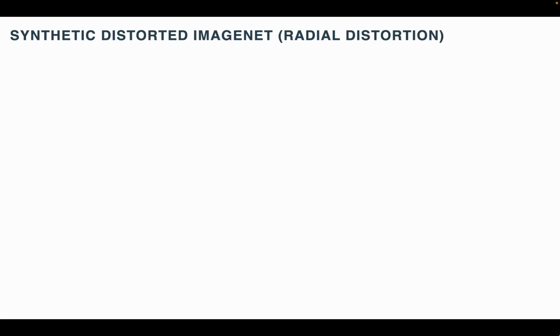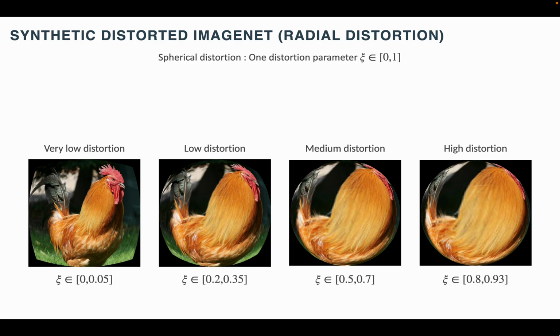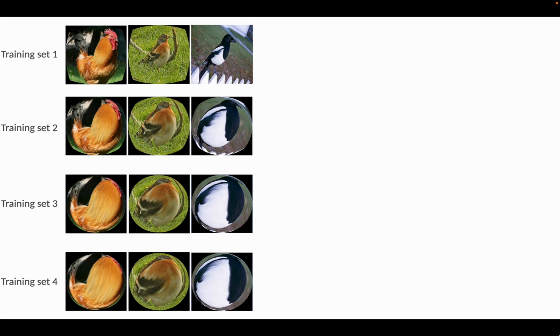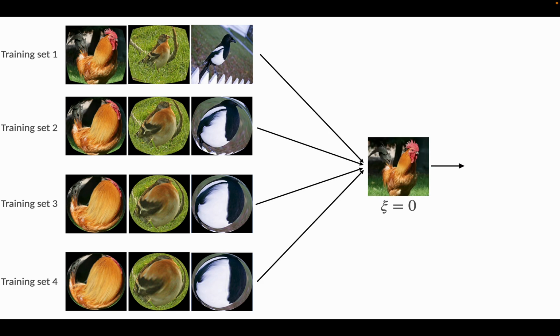Now to prove this theory, we do a classification experiment on synthetically distorted ImageNet with radial distortion. We use spherical distortion as it has only one distortion parameter that can be used to define different levels of distortions. As you can see, here we define 4 levels of distortion from very low to high distortion, which are mutually exclusive. This helps us to define 4 different training sets which we train our network on, and then we test our network on all the values from 0 to 1 to understand the generalization capability of our network.